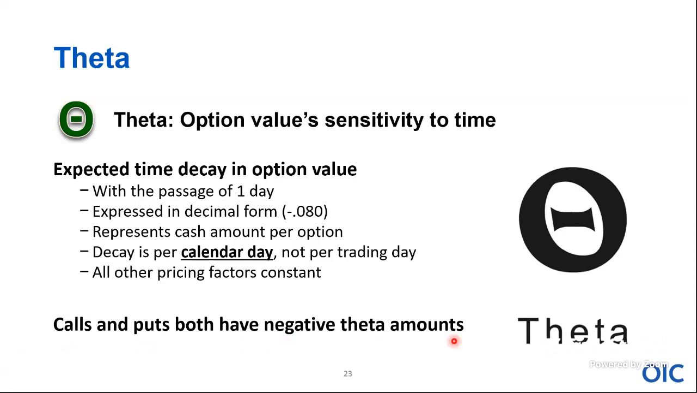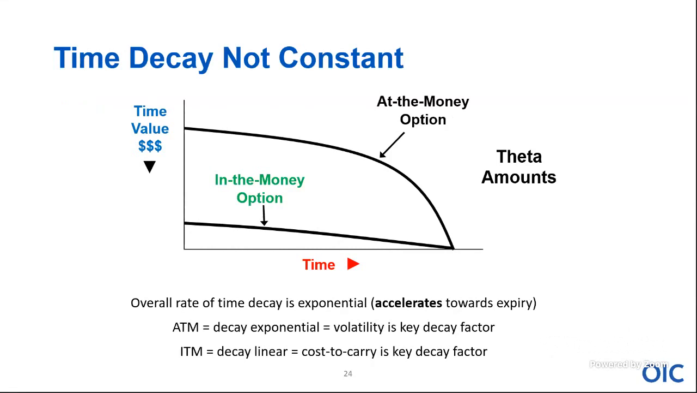And then calls and puts both have negative theta amounts. All options, whether they're calls or puts, are going to decay every single day. And the amount of decay somewhat depends on the moneyness status. First of all, in the money options, and this is looking at an option over time as we approach expiration, how much does it decay?